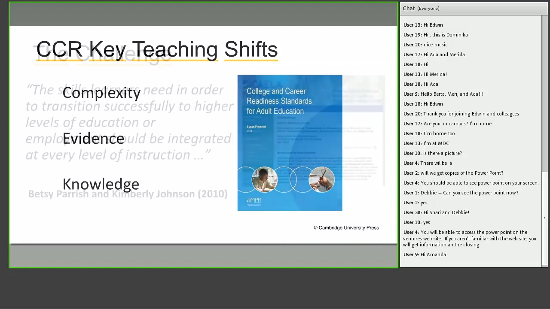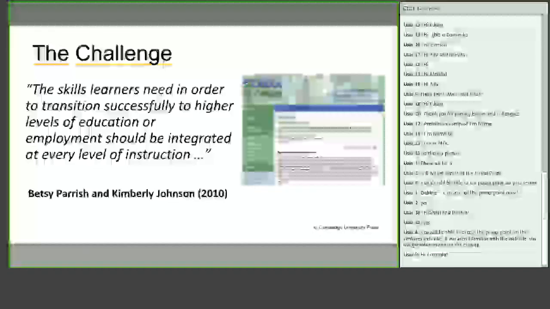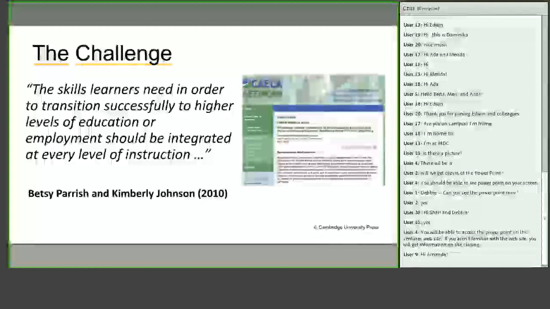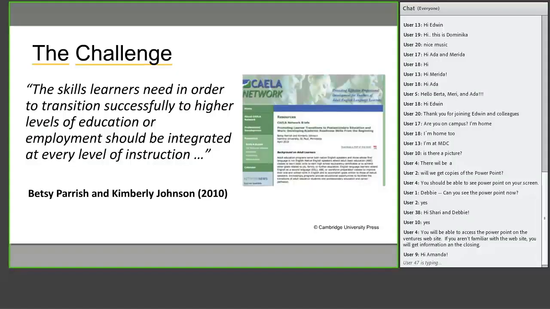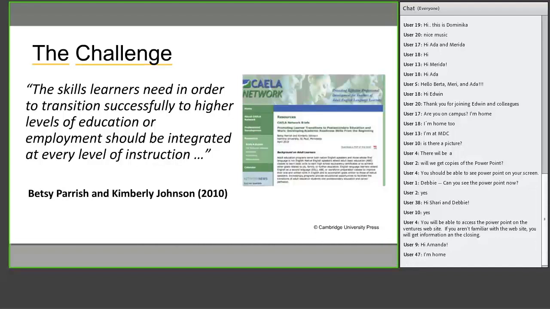But the challenge, as Parrish and Johnson remind us, is that these skills need to be taught and integrated into all levels of instruction. We can't just wait until the intermediate and advanced levels to focus on more demanding academic and career standards. So in this webinar, we're going to provide activities that address these shifts and standards at 5 levels of instruction: low and high beginning, low and high intermediate, and advanced.